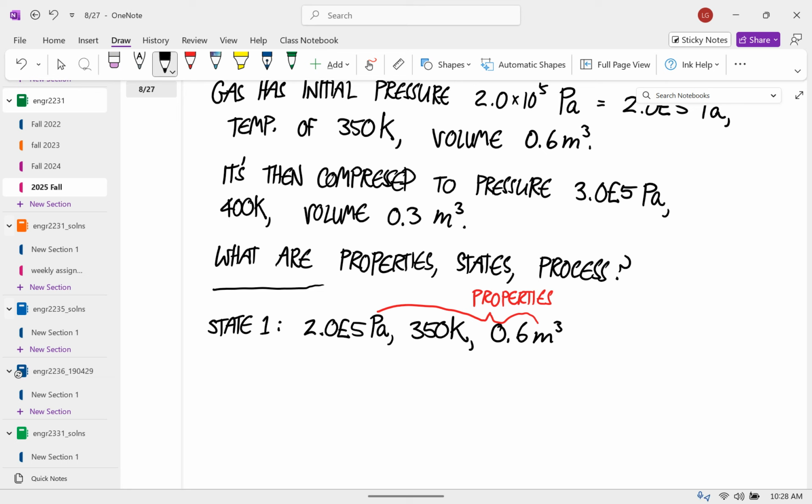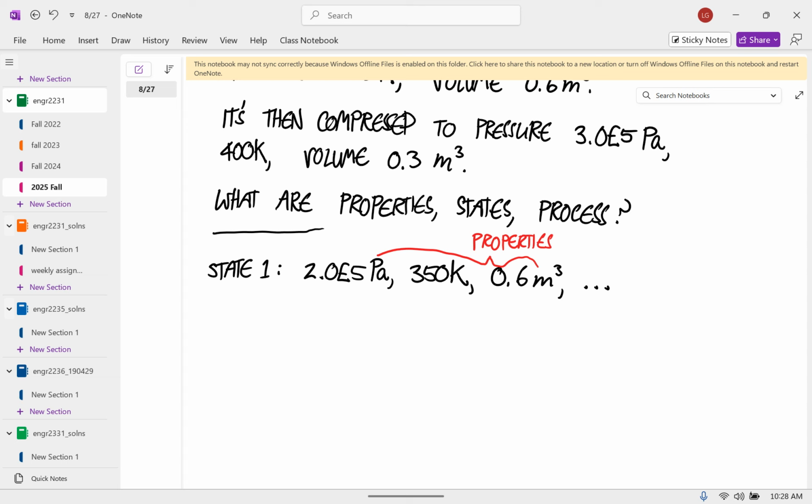There's infinitely many other measurements you could take at that state. Professor, are pascals a nonlinear unit? Pascals, that is just the SI unit for pressure. That is newtons per meter squared. Just to make sure I understand, one of these individual measurements is a property, while all of them together is the state? Right, exactly.